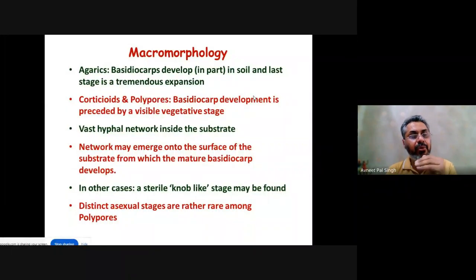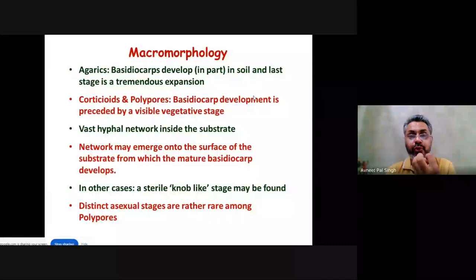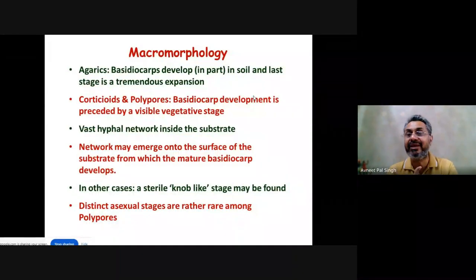We are all aware of the agarics, which we call gilled mushrooms. In case of agarics, the basidiocarp mostly develops in soil. Then there is a last stage which shows a tremendous expansion of that mycelium, and a pileate fructification is produced. If you compare the corticoids and polyporoids, in that case the basidiocarp development is always preceded by some kind of visible vegetative stage. You can see some sort of mycelial or hyphal network present on the surface of the wooden substrate.